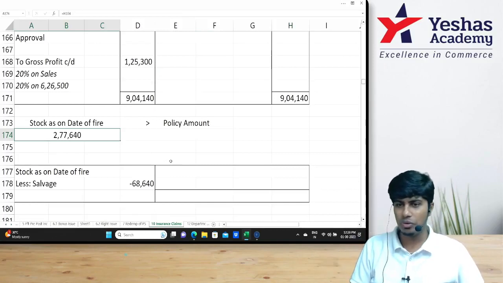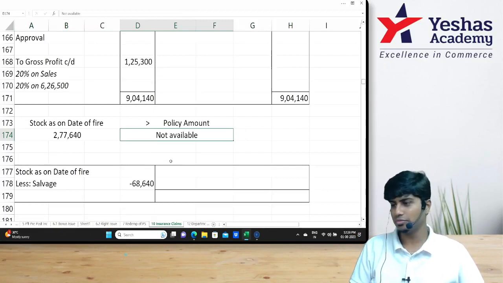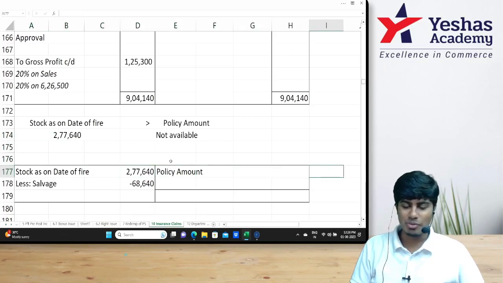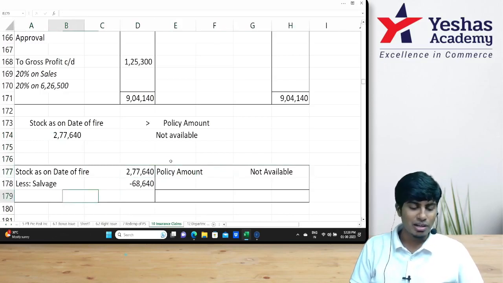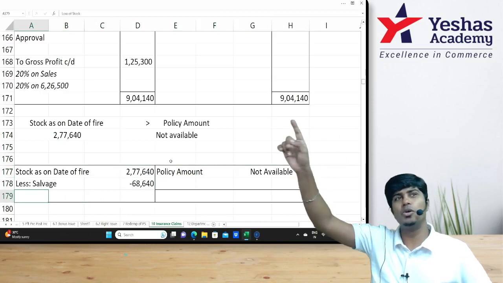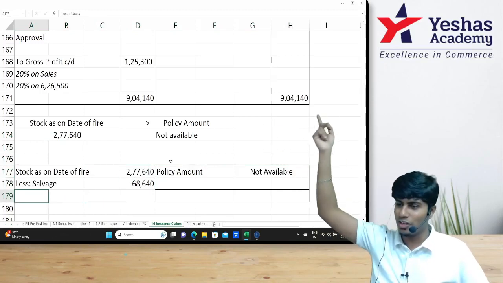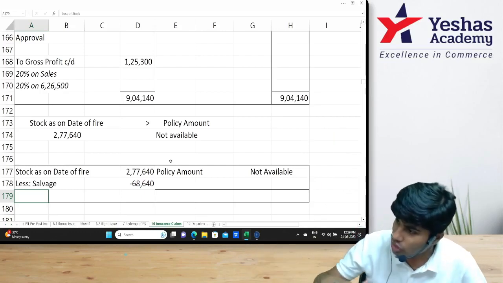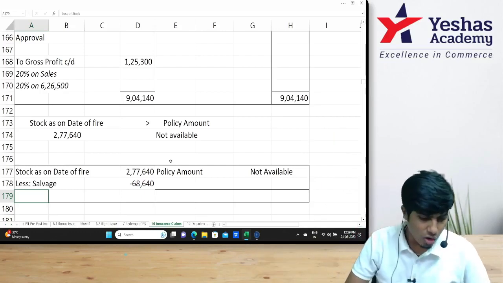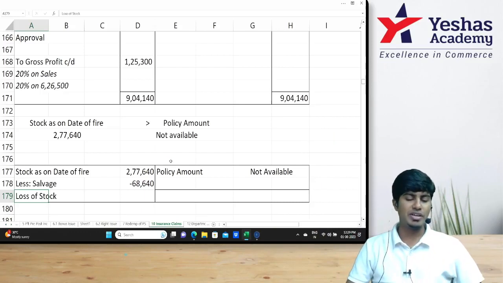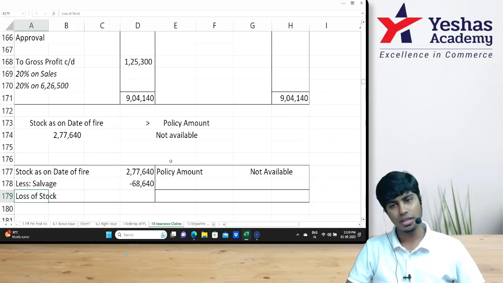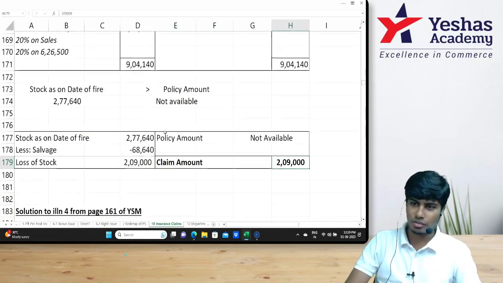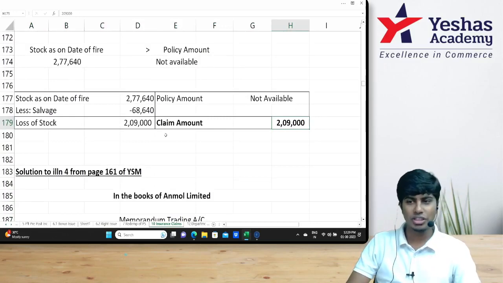Have they given the policy amount? They have not given the policy amount. Did you understand? When they have not given the policy amount, what does it mean? Policy amount is zero. Sir, policy amount not available. Loss of stock will be multiplied by amount not available, so the claim amount is also not available. No, we'll assume that sufficient insurance was taken and the entire loss will be claimed. Shall we do that? How much will be loss of stock? 277,640 minus 68,640, 2,09,000. Claim amount will also be 2,09,000. Did you get what I'm trying to tell? That's it. We are done with question number 3.